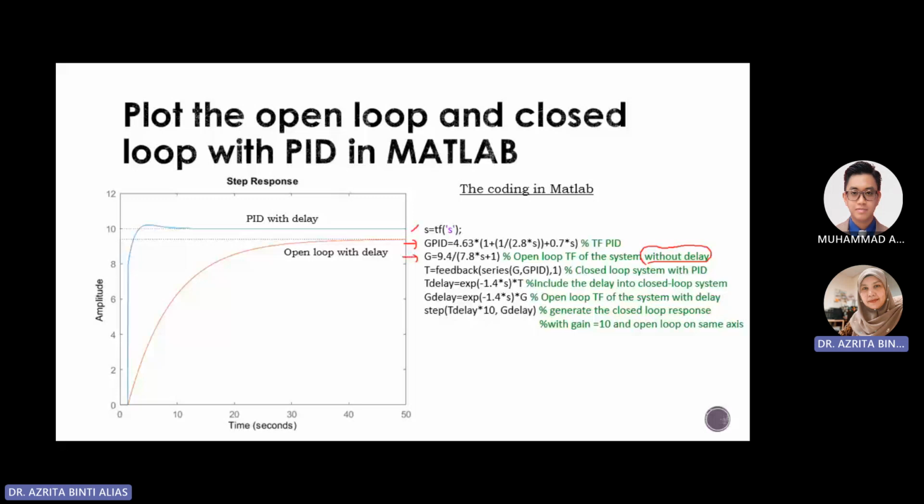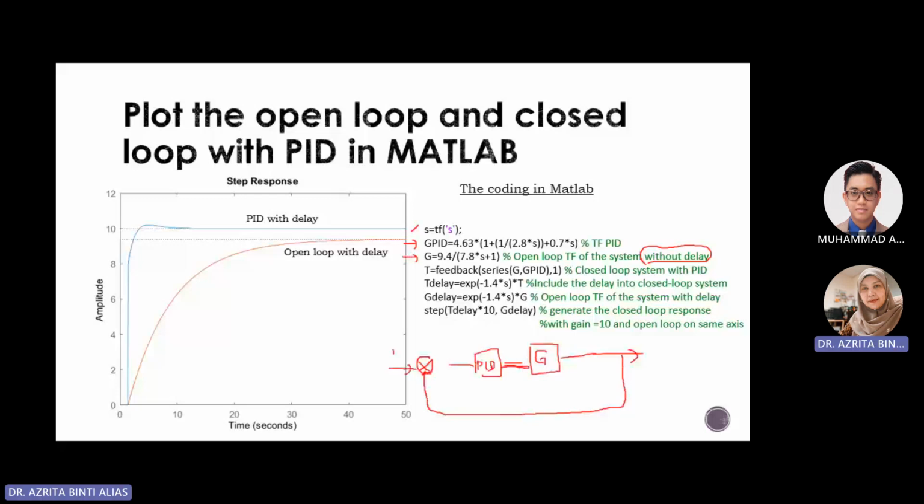GPID and G. So if you remember the block diagram for the system with the PID controller, here is our system. We will connect our PID controller in series, or cascaded, with the G. And then the output response will feed back to the input, and we have here the summing junction.